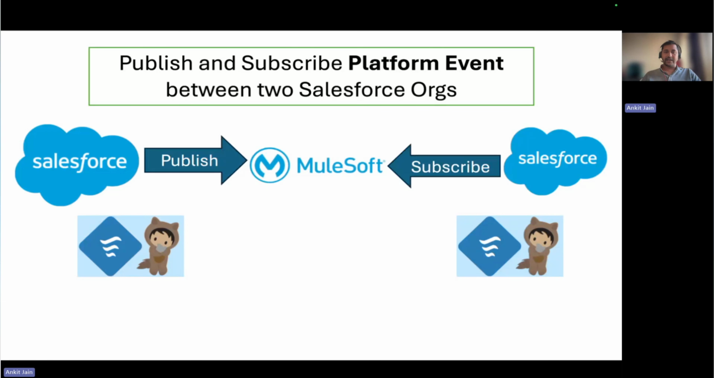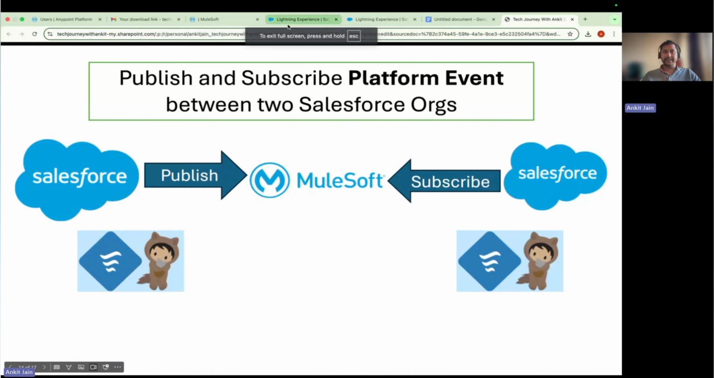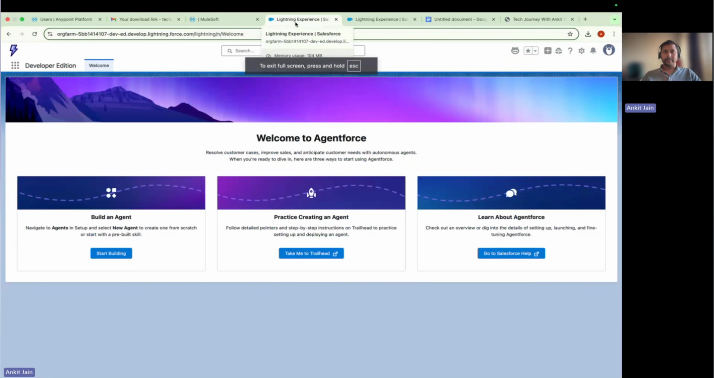So let's go and start implementing step by step. Step number one, we will create the platform event, which will be responsible for the publisher. Step number two, we will create the platform event, which is responsible for the subscription. And then we will set up the connection between the two orgs using MuleSoft. So I have already created two orgs here. This is going to be my source org and this is going to be my target org.